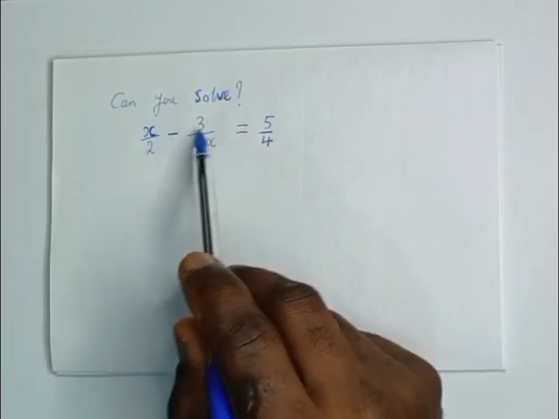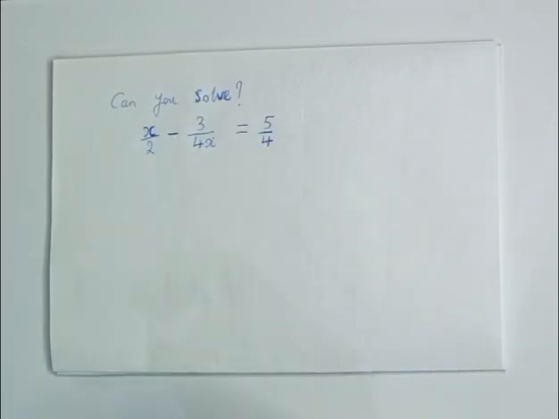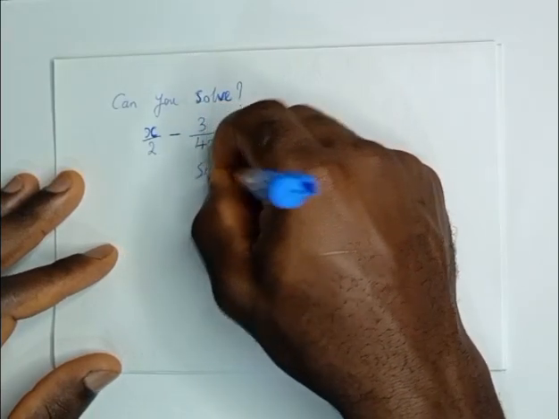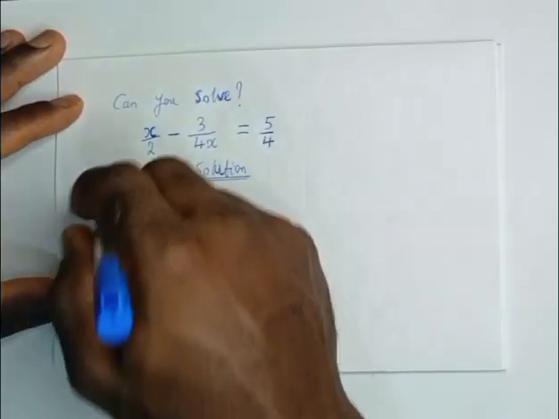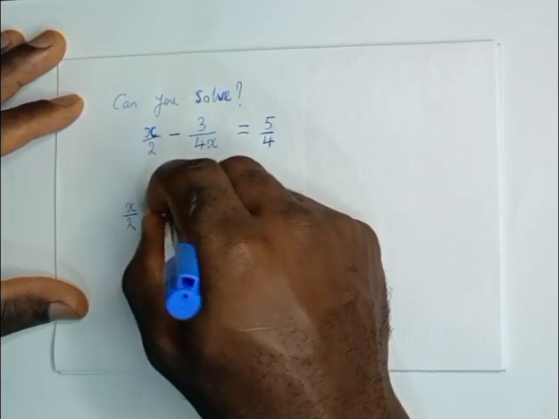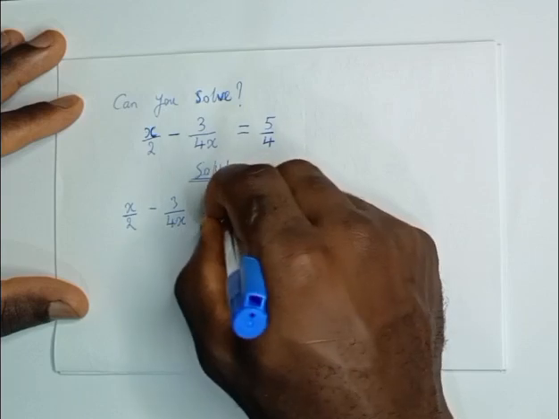x all over 2 minus 3 all over 4x is equal to 5 all over 4. We are to find the value of x. We take the solution: x all over 2 minus 3 all over 4x is equal to 5 all over 4.